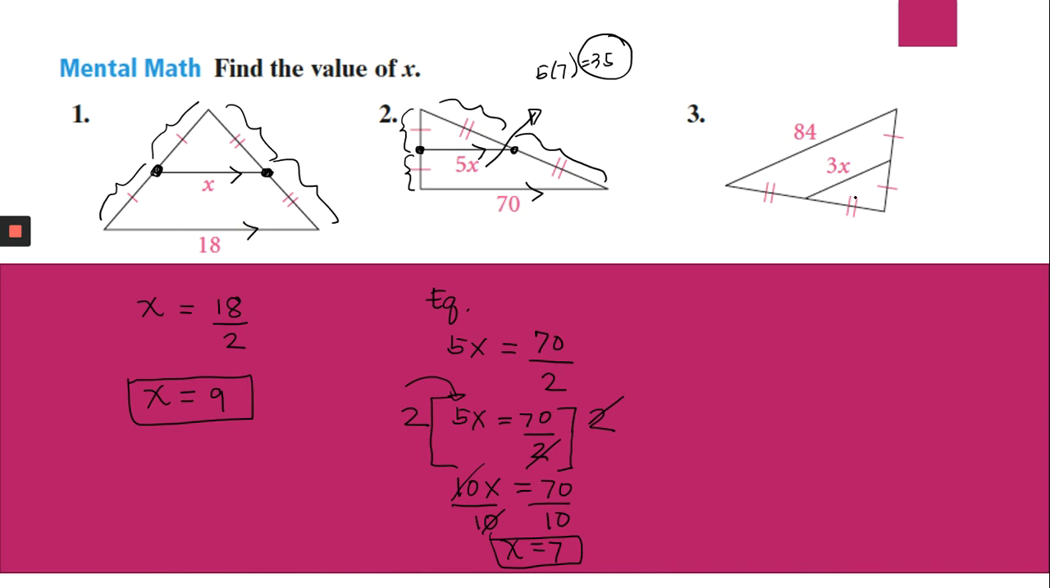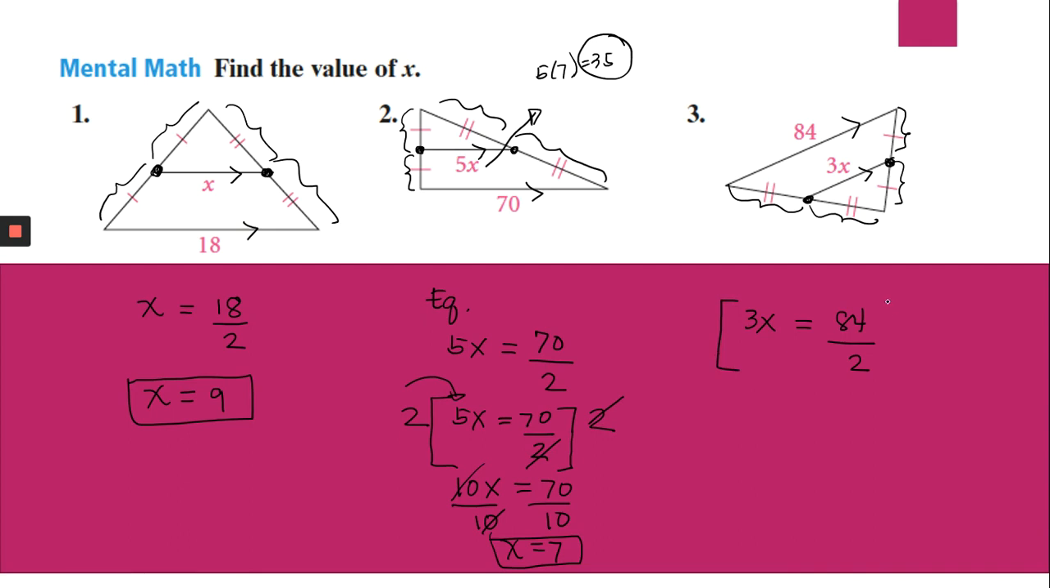Okay, let's have this one. So if this is equal to this, therefore this is a midpoint. This segment is equal to this segment, therefore this is a midpoint. And if I connect these 2 points, that is a mid-segment. So this is parallel to this. And also, 3x is half of 84. How do you get the half of 84? You divide it by 2.